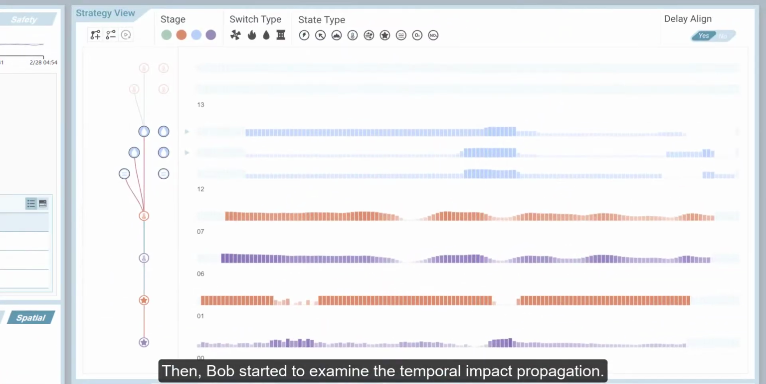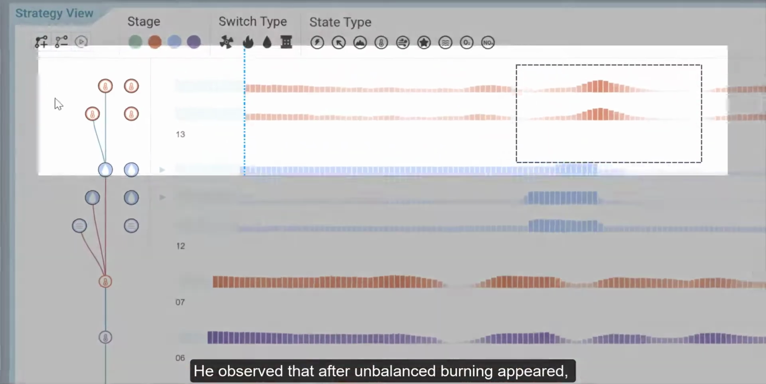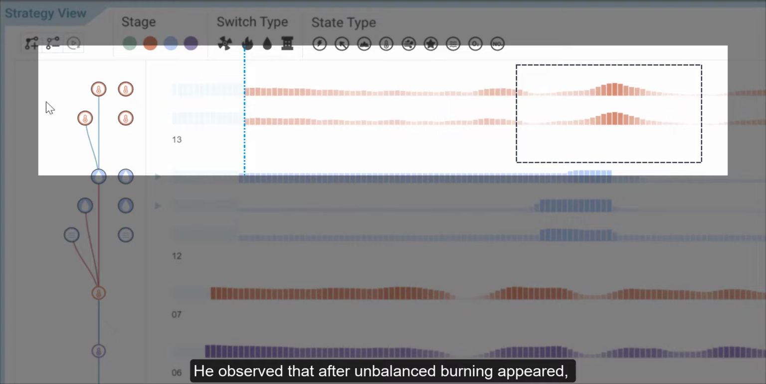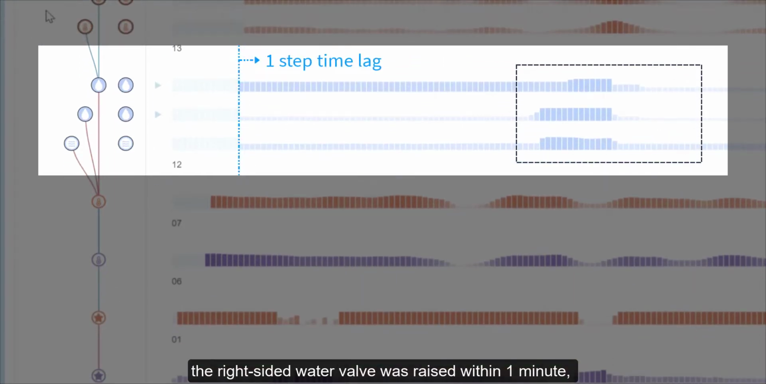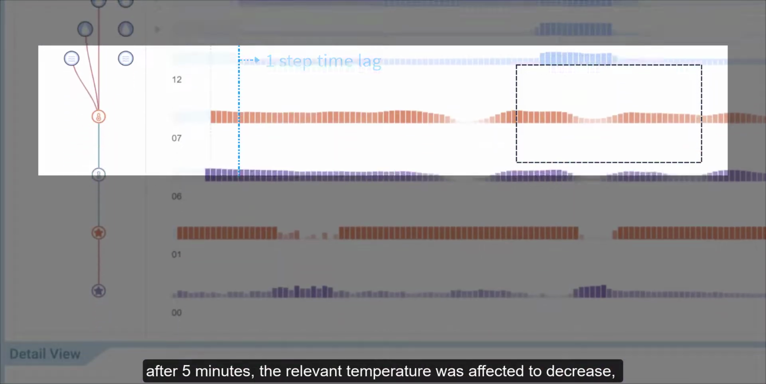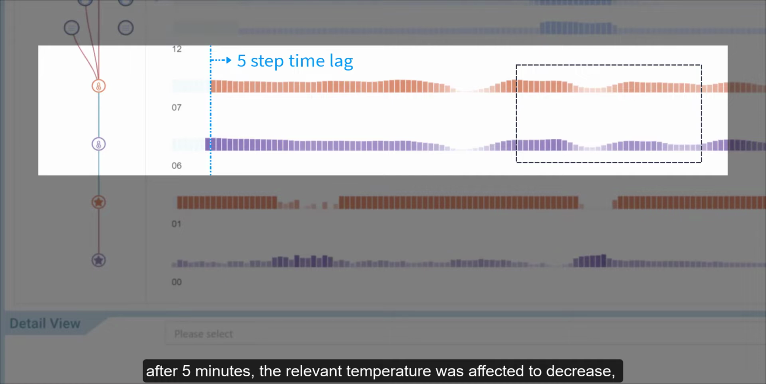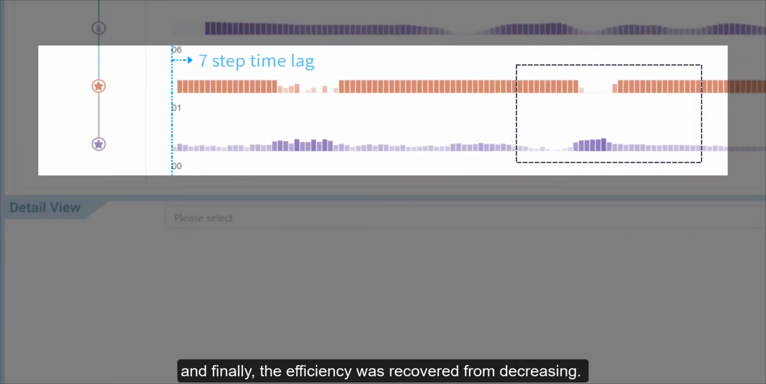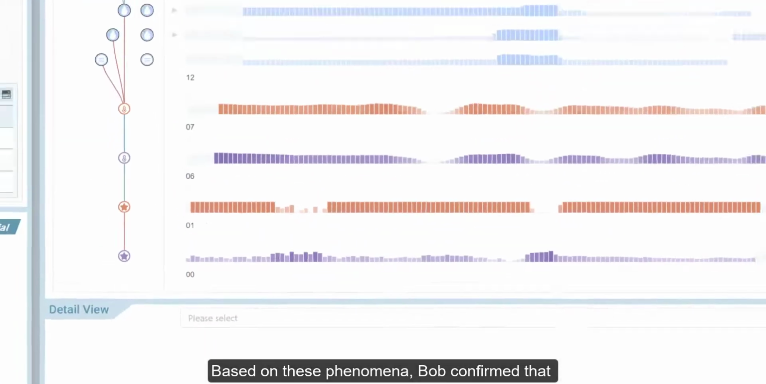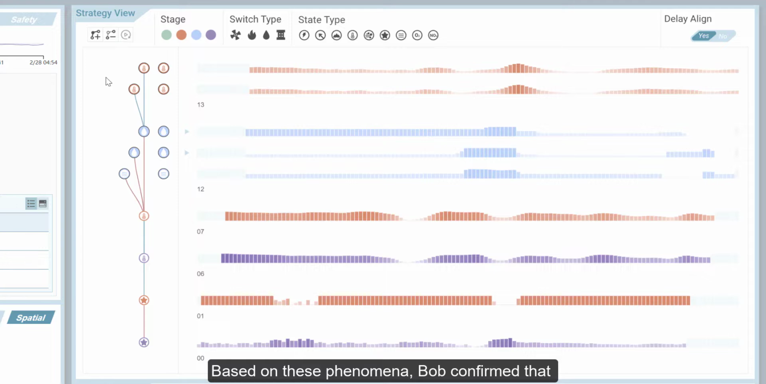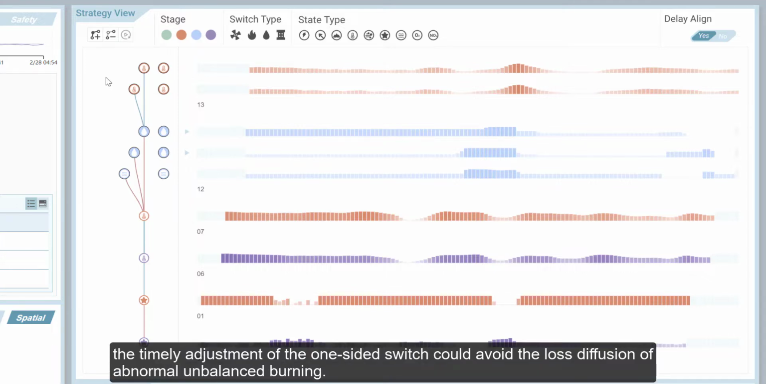Then, Bob started to examine the temporal impact propagation. He observed that after unbalanced burning appeared, the right side water valve was raised within 1 minute. After 5 minutes, the relevant temperature was affected to decrease, and finally, the efficiency was recovered from decreasing. Based on this phenomena, Bob confirmed that the timely adjustment of one-sided switch could avoid the loss diffusion of abnormal unbalanced burning.